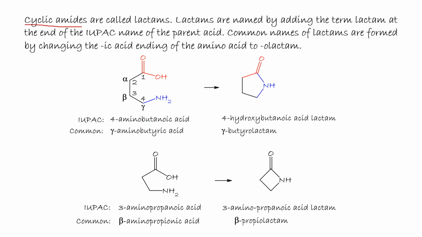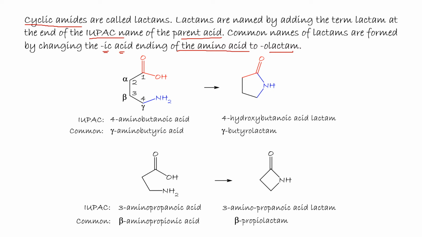Cyclic amides are called lactams. Lactams are named by adding the term lactam at the end of the IUPAC name of the parent acid. Common names of lactams are formed by changing the IC in the acid name ending of the amino acid to O-lactam.